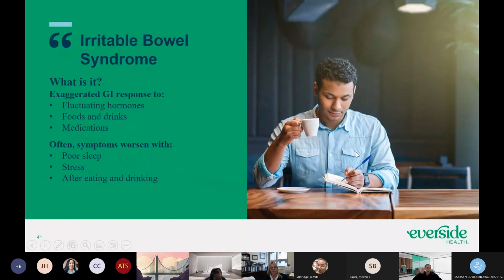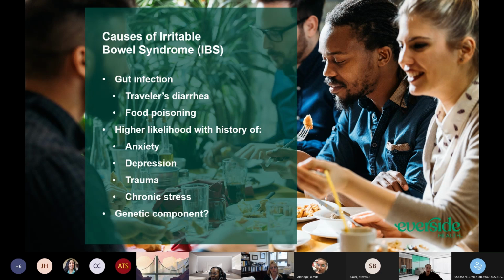All right, so with IBS, like that video is talking about, you have that exaggerated gut response to different hormones, foods and drinks, and medications. And often these symptoms get worse if you have poor sleep, if you're stressed out, or after you're eating or drinking. Causes: a lot of times it can happen after you've had an acute gut infection. So if you've had a bout of gastritis or an ulcer, traveler's diarrhea or food poisoning, it increases your likelihood for IBS.